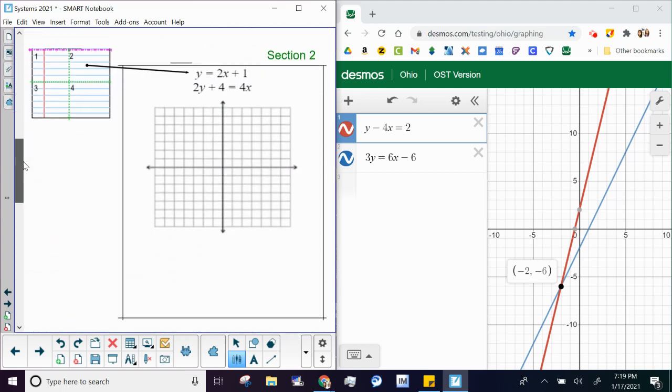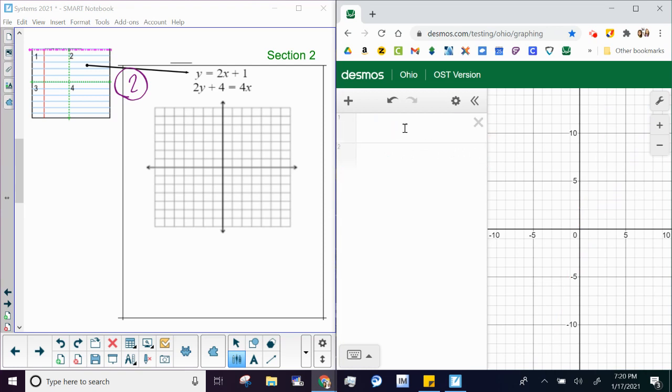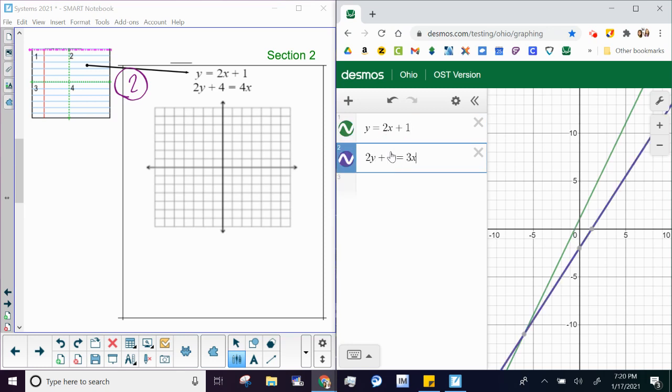Okay, section 2. So this is problem number 2. Go ahead and write those equations. I call them equations once again because they have an equal sign. And since it's got an equal, they're going to be solid lines. I know that. So let's go ahead and type that in. y equals 2x plus 1. And 2y plus 4 equals 4x. Notice that they're solid.